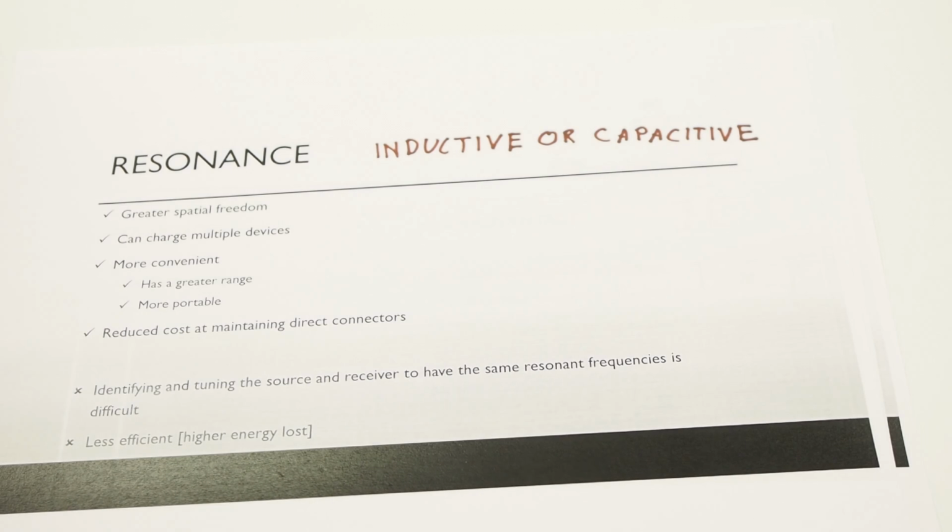However, it is difficult to identify and tune the source and receiver to have the same resonant frequency, making resonance harder to produce. The power transfer is also less efficient due to high energy loss.